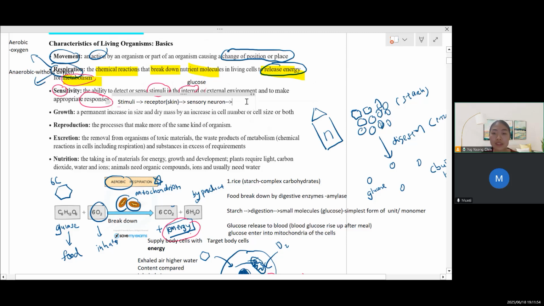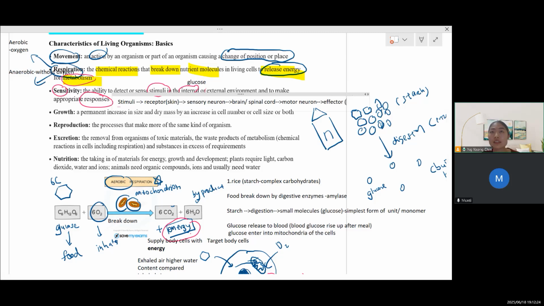So sensory neuron, and then to where? It reaches your brain or spinal cord, and then goes back to your motor neuron. Have you heard about this before? Motor neuron? It's okay, this is a new term for you. In biology you learn a lot of new terms. Motor neuron is connected to the effector.